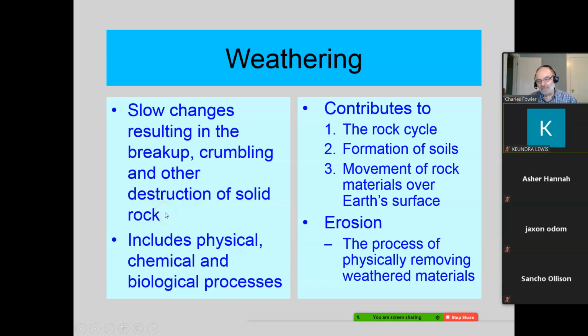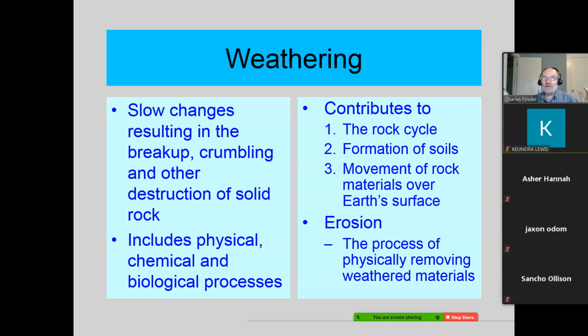Now, if you recall back when we did chapter 17, we were talking about rocks and minerals, how you build rocks, okay? Pressure, the compaction, the lithification processes, those kind of things. Here we're doing the reverse. We're slowly breaking up, crumbling, and otherwise destroying solid rock.